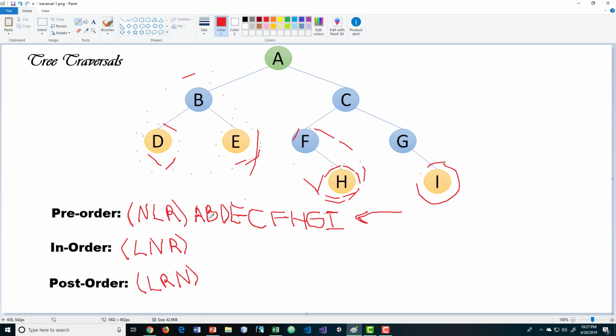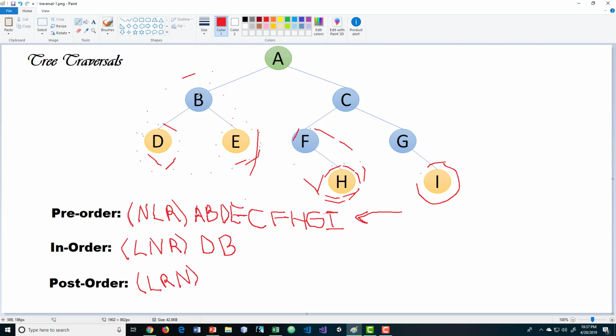I ask D, have you visited your left yet? Well, I don't have a left. Well, since you don't have a left, I guess you can write yourself out. So D is the first node that we visit in our in-order traversal. It goes back up to B, and I ask myself, B, did you visit your left? B says yes. So now B can visit itself because it's the N.